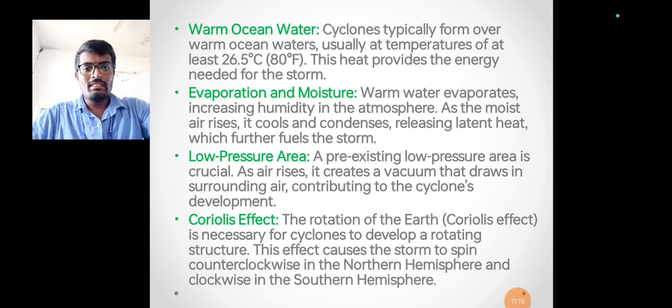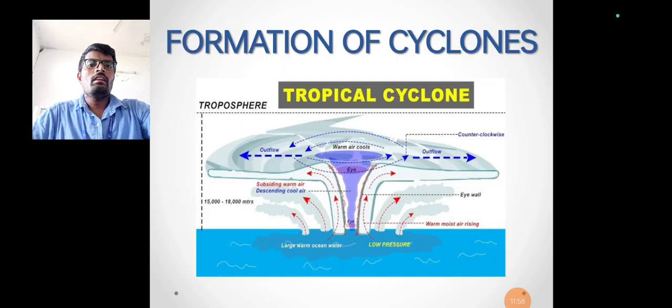Now coming to the next stage, that is low pressure area. The pre-existing low pressure area is crucial. As air rises, it creates a vacuum that draws in the surrounding air. It contributes to the cyclone's development. And the final stage is the Coriolis effect. The rotation of the earth, due to the Coriolis effect, is necessary for the cyclones to develop a rotating structure. This effect causes the storm to spin counterclockwise in the northern hemisphere and clockwise in the southern hemisphere. So this is the formation of the cyclone. You have clearly observed that.